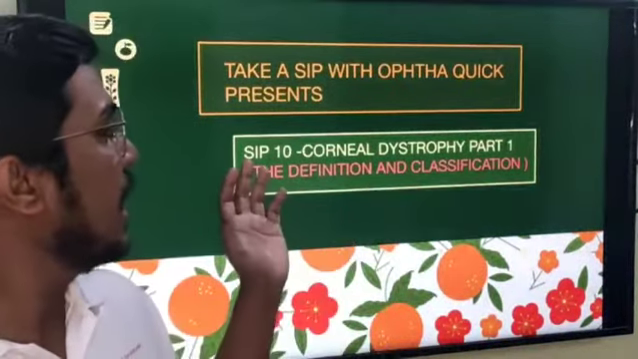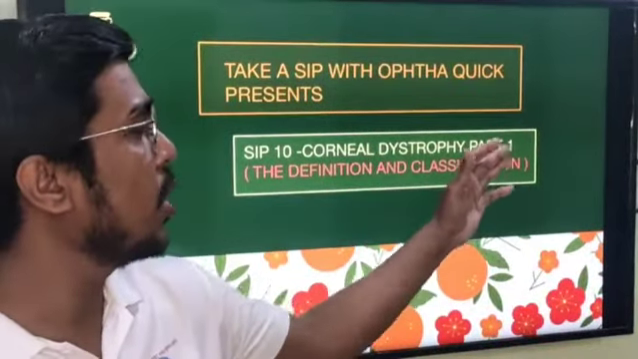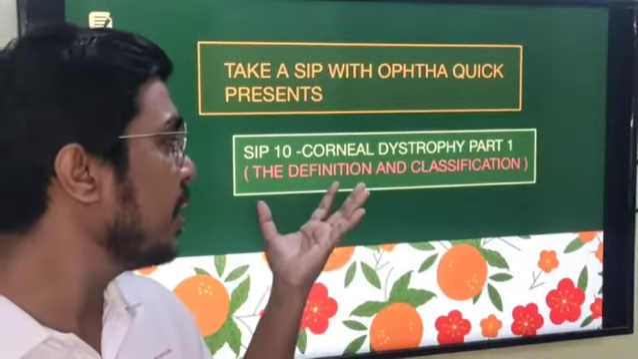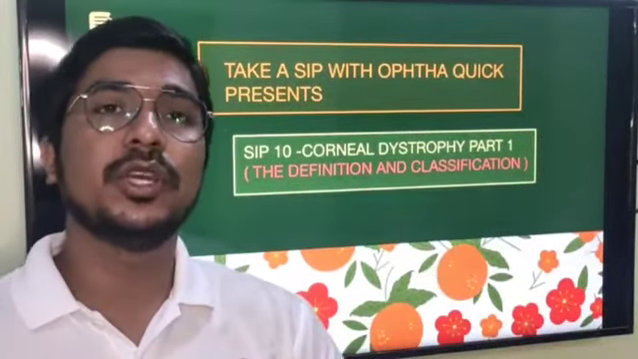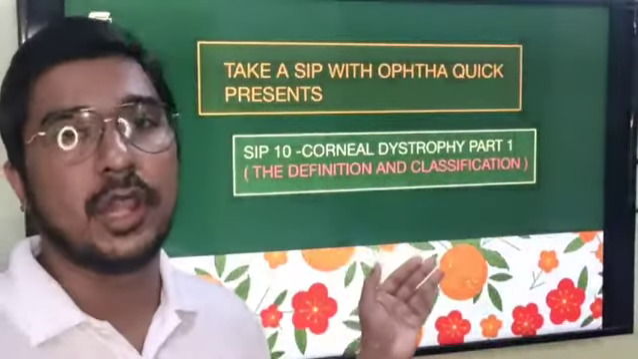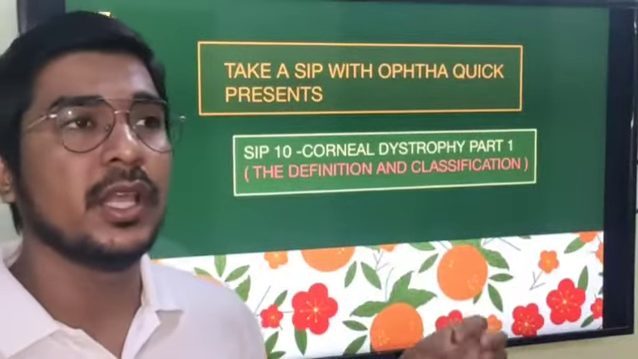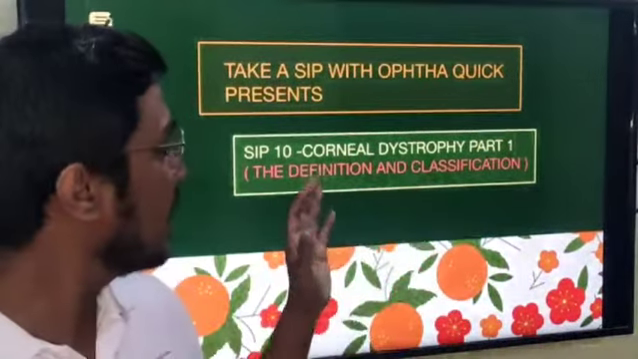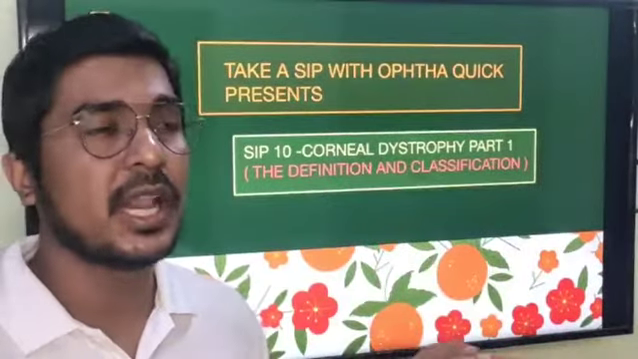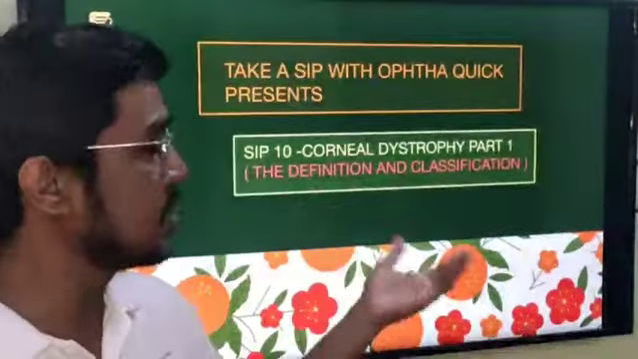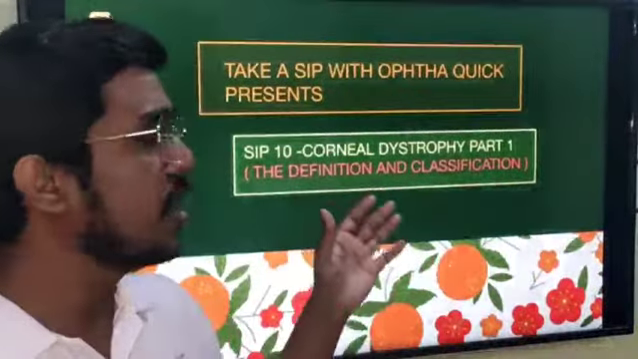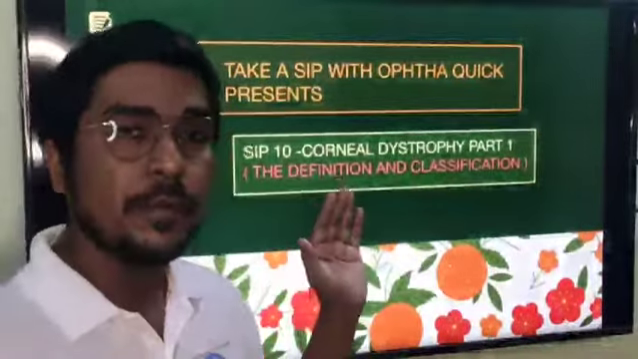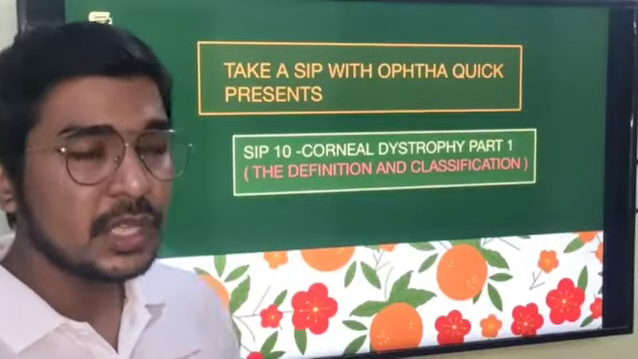So we are here with our SIP 10, that is corneal dystrophy part 1, where we will discuss the definition and the classification. Why have I separated this? Because a lot of MCQs are asked on these 2 points only, rather than on every important dystrophy separately. I will also cover other SIPs on the different types of corneal dystrophies individually, but the most important are the definition and the classification. So let's start.